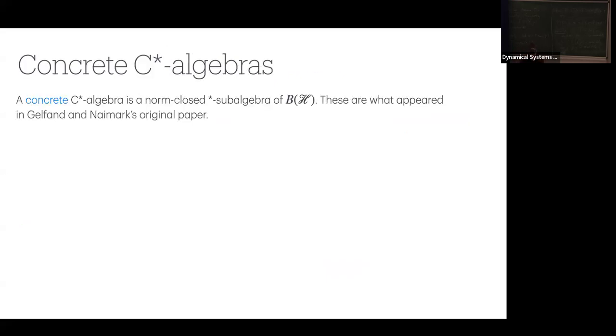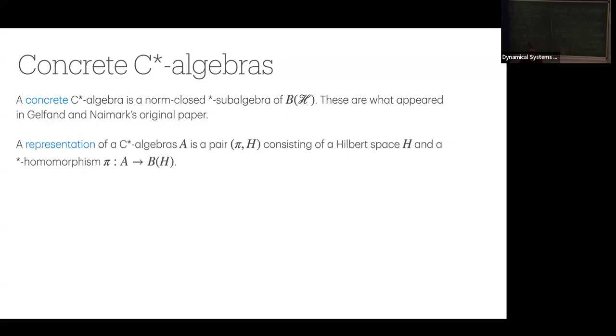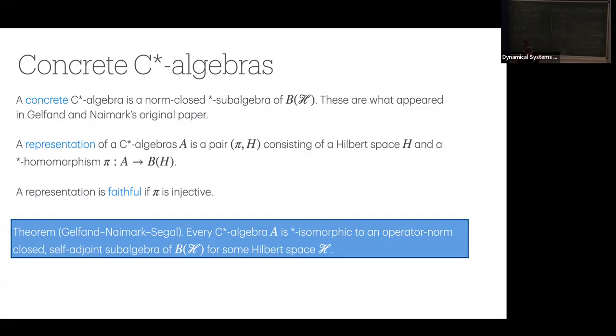Okay, so a concrete C-star algebra, as I mentioned, is a norm-closed star subalgebra of the bounded operators on Hilbert space. And these are what appeared in the original paper of Gelfand and Naimark. A representation of a C-star algebra is basically allowing one to represent A as bounded operators on some Hilbert space, meaning that if this map happens to be injective, then you get that A is isomorphic to a concrete C-star algebra. So you might ask, can we always do this? And the answer is yes.